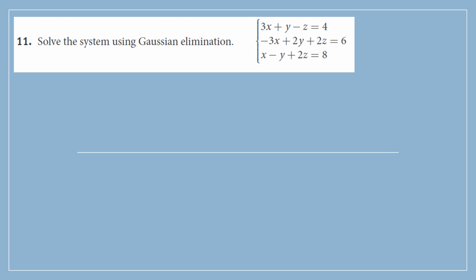Okay, now we're going to try another one and we're going to use elimination. So wiggle your fingers, shake out the cramps, wiggle your toes, blink your eyes a few times. You've got to stay super focused here.